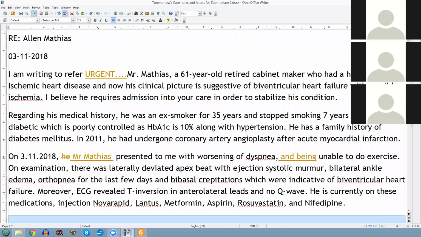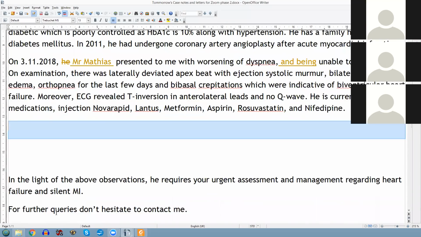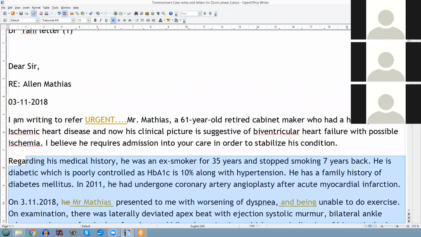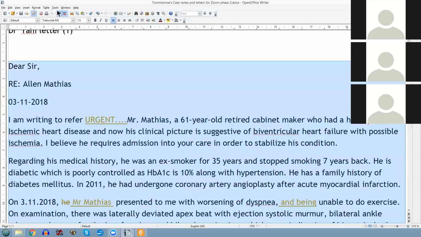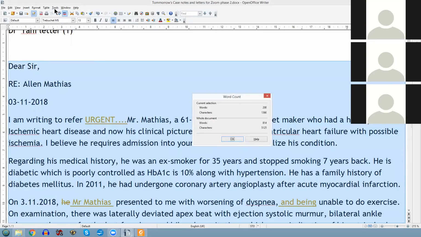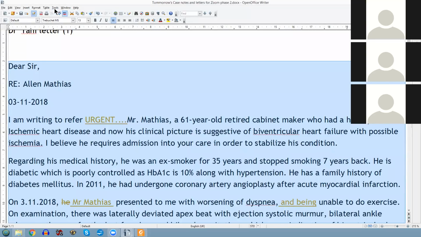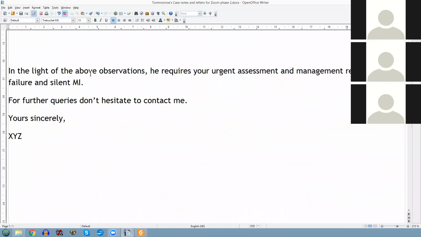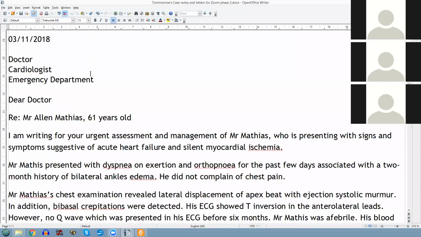Okay. Let's just check the word count. This is pretty concise. I'm not saying there's anything wrong with conciseness, but it seems to be a bit concise. What is it? 208. So good. Yeah, that's not bad. Let's say, make sure that you mention it's urgent. Okay. Let's see what we've got here.